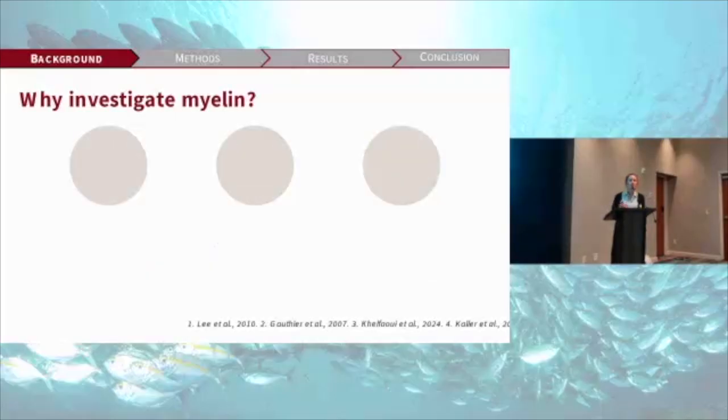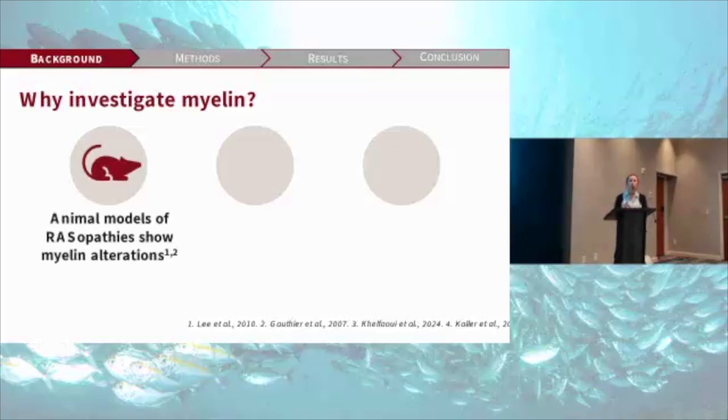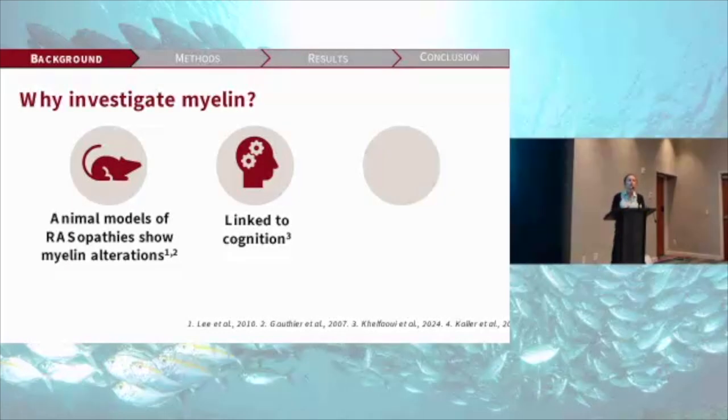So there were three main reasons why we wanted to investigate myelin in youth with RASopathies. The first is because previous work has shown in animal models of Noonan syndrome and neurofibromatosis type 1 that there are myelin alterations in these syndromes. The second reason is that myelin has been frequently linked to cognition, and we often observe some cognitive difficulties in youth with RASopathies. So we were wondering if we might observe myelin alterations in these groups that could then be linked to cognition.